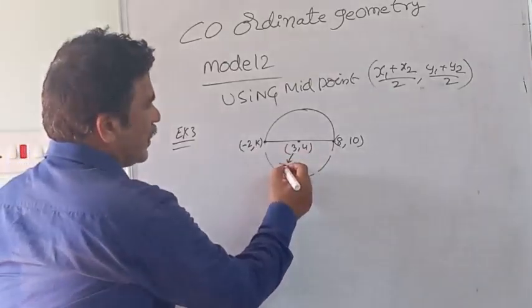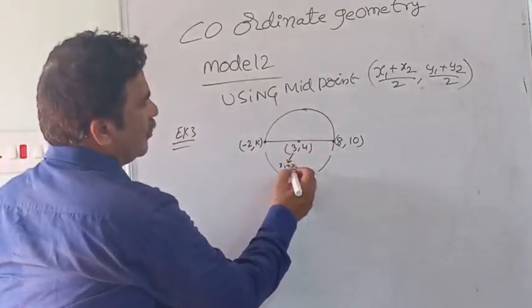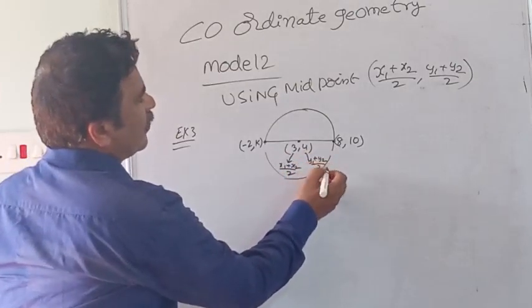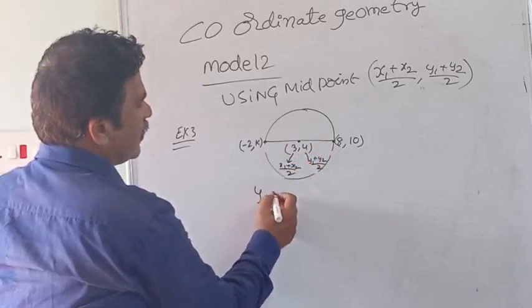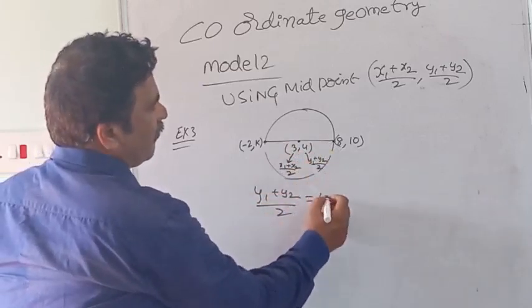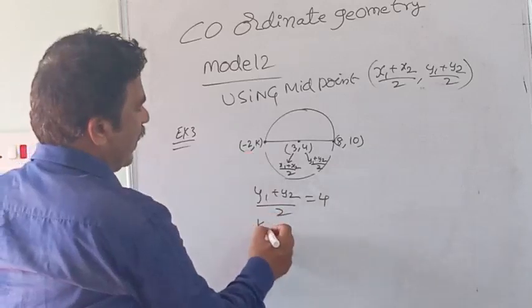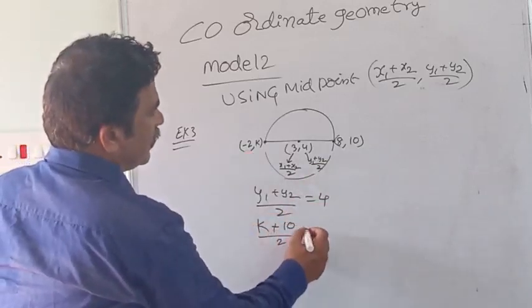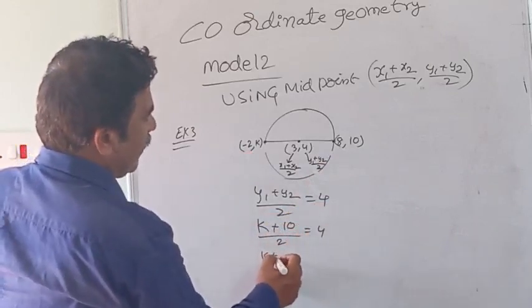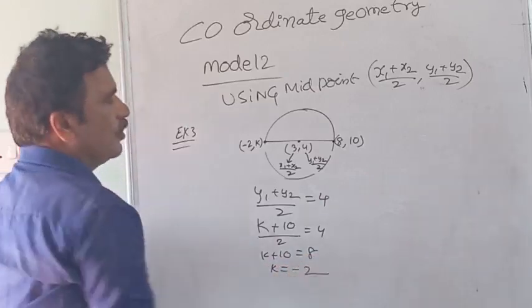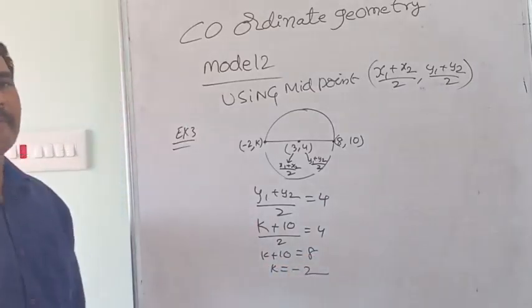This is (x1 plus x2) by 2. This is (y1 plus y2) by 2. Therefore we can take (y1 plus y2) by 2 is equal to how much? 4. y1 is k, y2 is 10, by 2 is 4. Therefore k plus 10 is equal to 8, k is equal to minus 2. This is the application of midpoint.